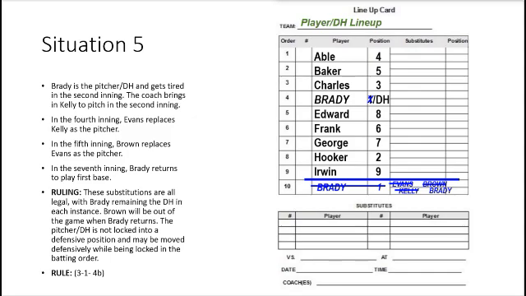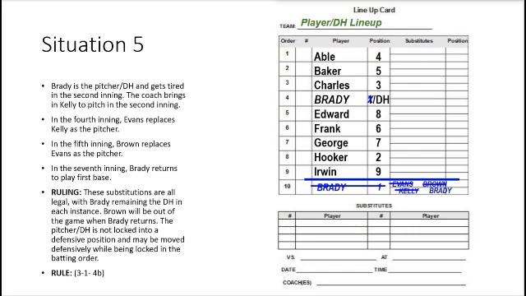Situation 5 has to do with multiple defensive lineups while keeping the original DH. In this circumstance, Brady is listed as the pitcher DH at the beginning of the game. He gets tired of pitching and the coach brings in Kelly in the second inning. You notice that we separated Brady from being the DH and the pitcher below the line as we discussed in the clinic. When Kelly comes in, we scratch out Brady and put Kelly as a substitute.